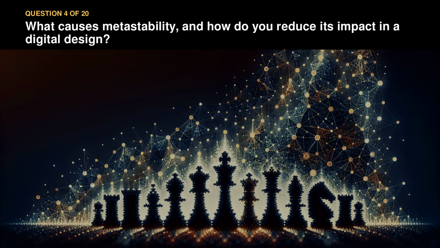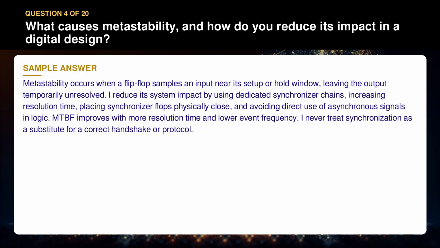Question 4. What causes metastability, and how do you reduce its impact in a digital design? Metastability occurs when a flip-flop samples an input near its setup or hold window, leaving the output temporarily unresolved. I reduce its system impact by using dedicated synchronizer chains, increasing resolution time, placing synchronizer flops physically close, and avoiding direct use of asynchronous signals in logic.